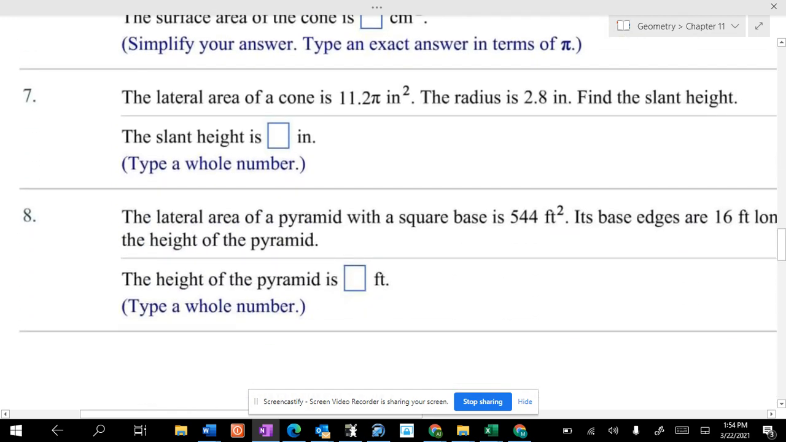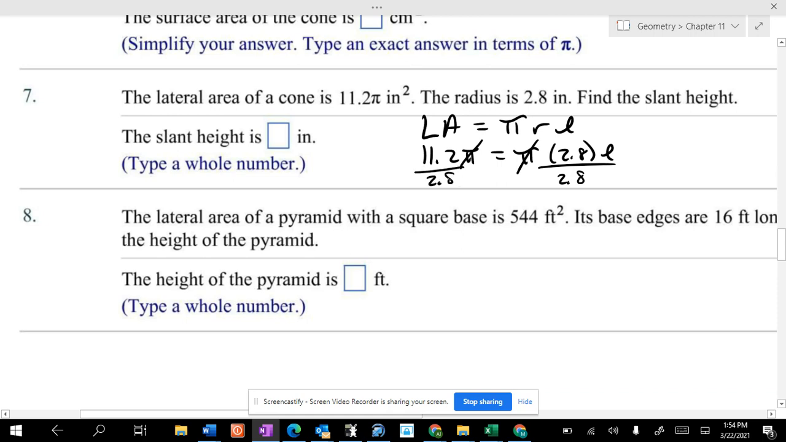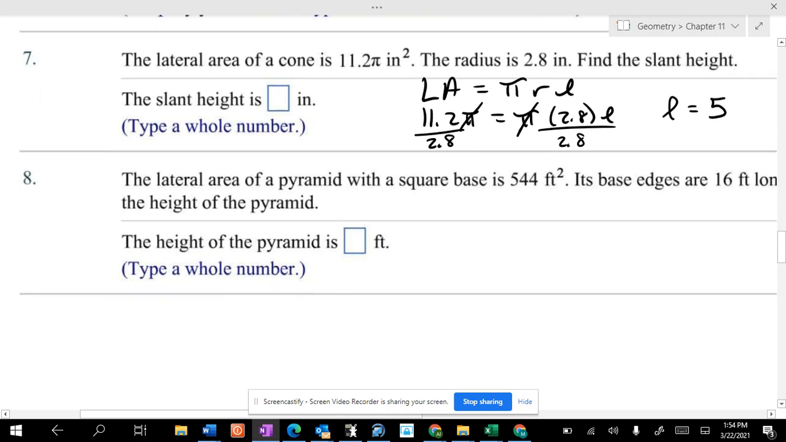If you're given the lateral area of your cone and you're told to find the slant height, lateral area is pi r L. So if this is 11.2 pi equals pi times 2.8 times L, well, you cancel the pi's on each side and divide each side by 2.8. So L is equal to 4 or 5? 5, I think. Something like that.